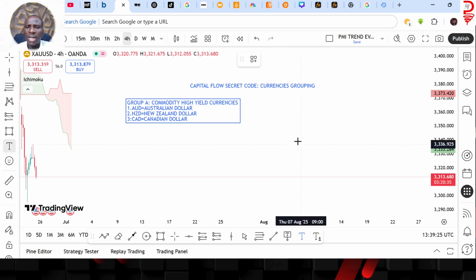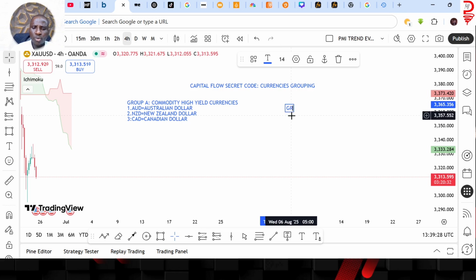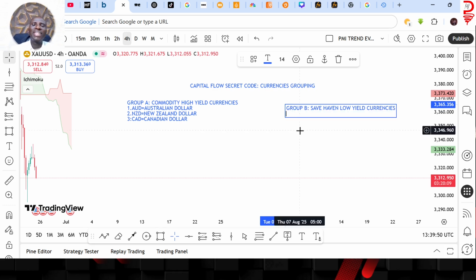The second group is what I call Group B. Group B are low yield, or let me say safe haven, low yield currencies. In fact, if you are trading forex and you really don't know about this group of currencies, I bet you must have burnt your fingers a lot of times because of that ignorance. So I'm going to quickly go through them.